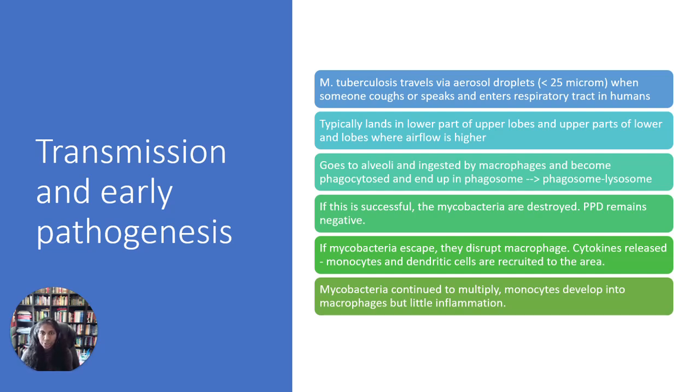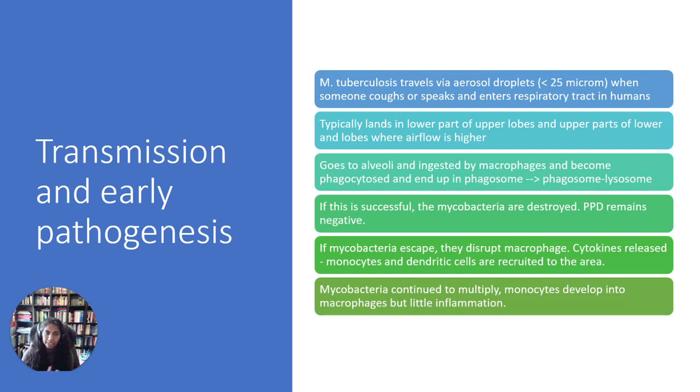They become phagocytosed and end up in the phagosome, in this phagosome-lysosome complex. If the innate immune response, these macrophages in the phagosome-lysosome complex, is successful in containing the infection and destroying the mycobacteria, then the infection is cleared and someone's PPD, which relies on the T cell response, remains negative. However, it's unusual for the innate immune response to be able to control the infection.